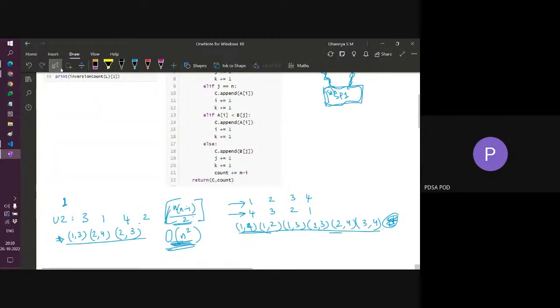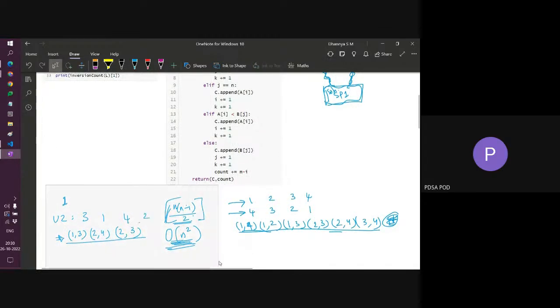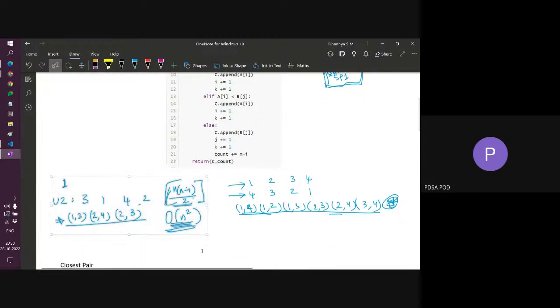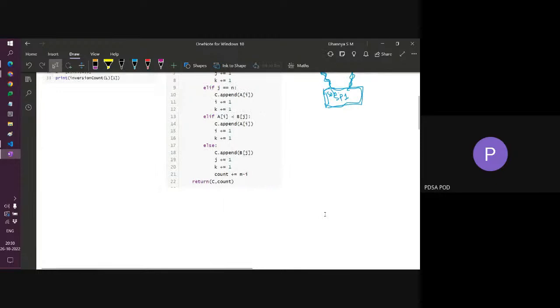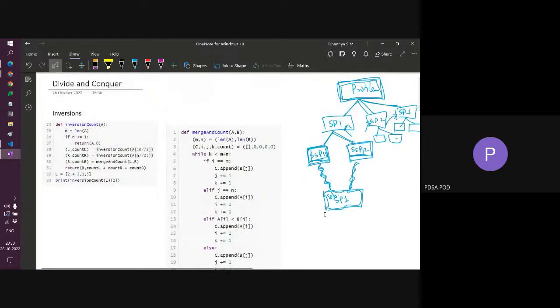If you have to list all the inversions, the maximum number of inversions can be as bad as n into n minus 1 by 2, which is O of n squared, which means that you cannot do any better than that. But if you have to only give the number of inversions, right?